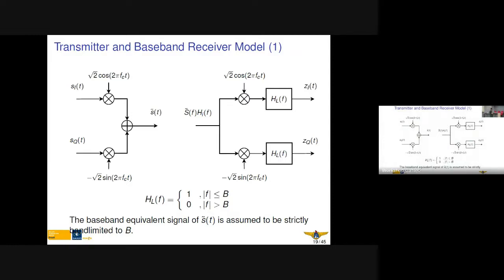And on the other side, we have again demodulation and low pass filtering, and we arrive at the in-phase and quadrature components after down conversion, Zi and Zq. The baseband equivalent signal of S tilde is assumed to be strictly band limited to B in our case, so it passes the low pass filter as defined here above.